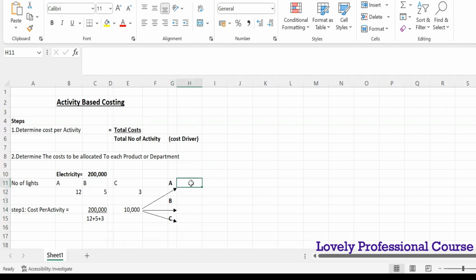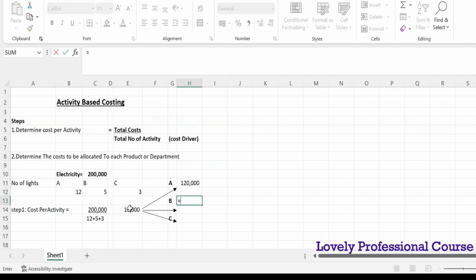So on A, I'm going to take this 10,000, then multiply by the number of rights that are in department A, which is this 12. I multiply by this 12. So I'm going to have my cost to be allocated to department A. Then on department B, I have to take this cost per activity, then multiply by the number of activities in department B, which is my cost driver, the rights, which is 5. This is the number of activities in B. So we multiply by 5.